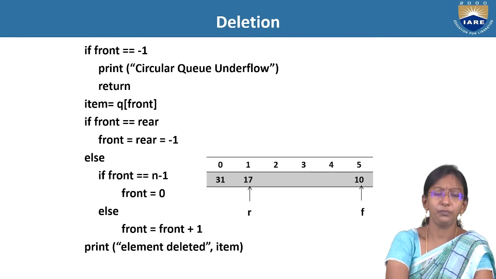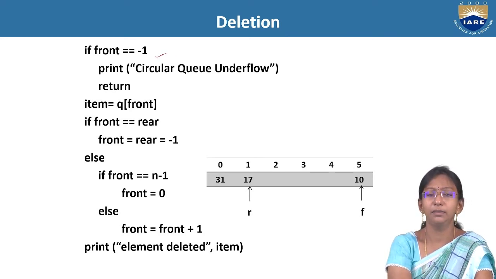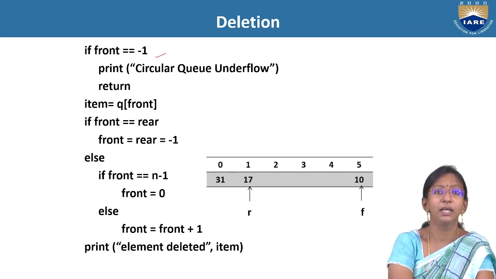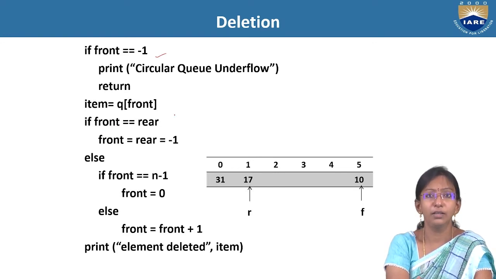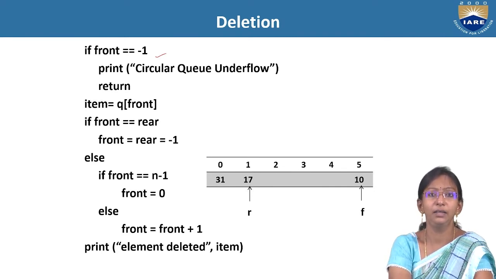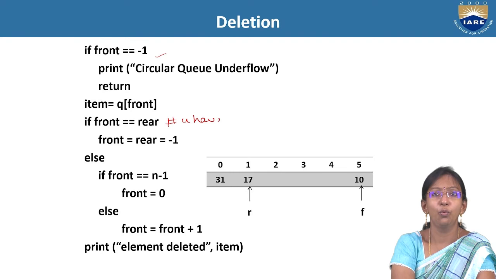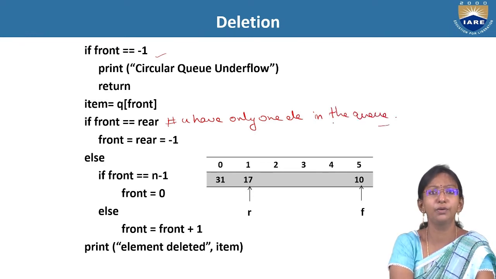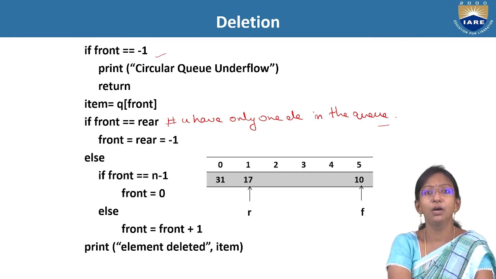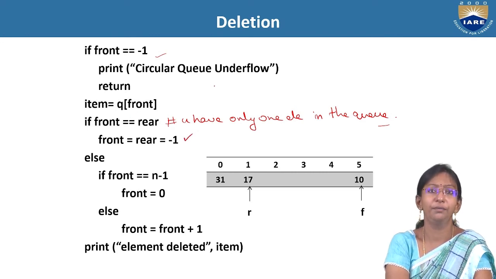Coming to the deletion. If your front is minus 1, then simply say that it is an underflow, that is, the circular queue is empty, and return. Or else, there can be a case where both the front and rear are pointing to a single element, right? That means this is the case where you have only one element in the queue. So what will happen if you remove the only element present in the queue? The queue will become empty. So if the queue becomes empty, what should be the positions of front and rear? Minus 1, right? Very good.